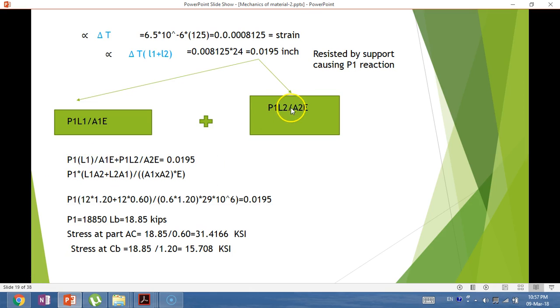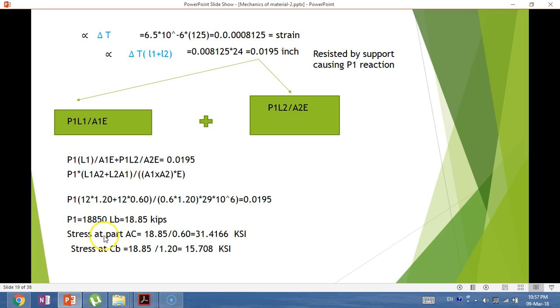If we add these both together, we get the final equation: P1 multiplied by L1A2 plus L2A1, divided by the product of the two areas and Young's modulus, and equating it to 0.0195, we will find out that P1 is 18,850 pounds, which is 18.85 kips.